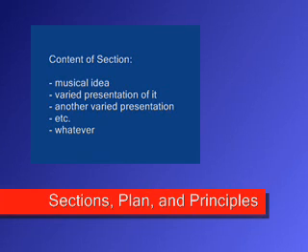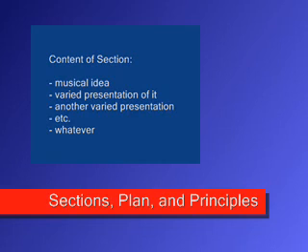Now the variation sections have names or letter names such as A prime, A double prime, A triple prime, etc. And you know that the name of a section that has a prime mark in it is a varied repetition of something that came before it. And in fact, the variations are simply varied repetitions of the theme.